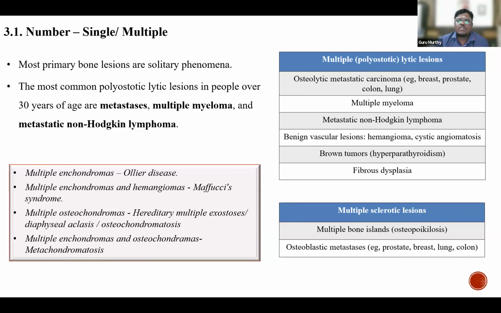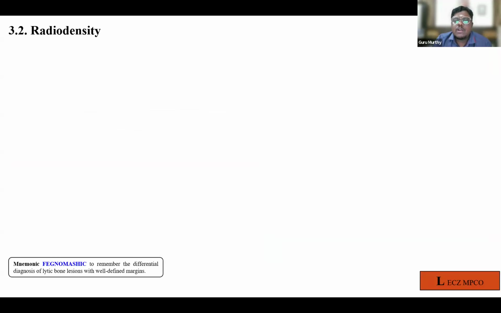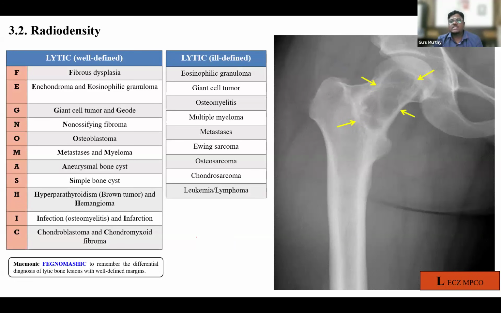So there are a few examples of multiple lytic lesions and multiple sclerotic lesions which you should be aware of. Basically, when you are given an X-ray, you have to state whether it is a solitary lesion or there are multiple lesions. Next, moving further, you have to comment about the density of the lesion, whether it is a lytic lesion, sclerotic or mixed.